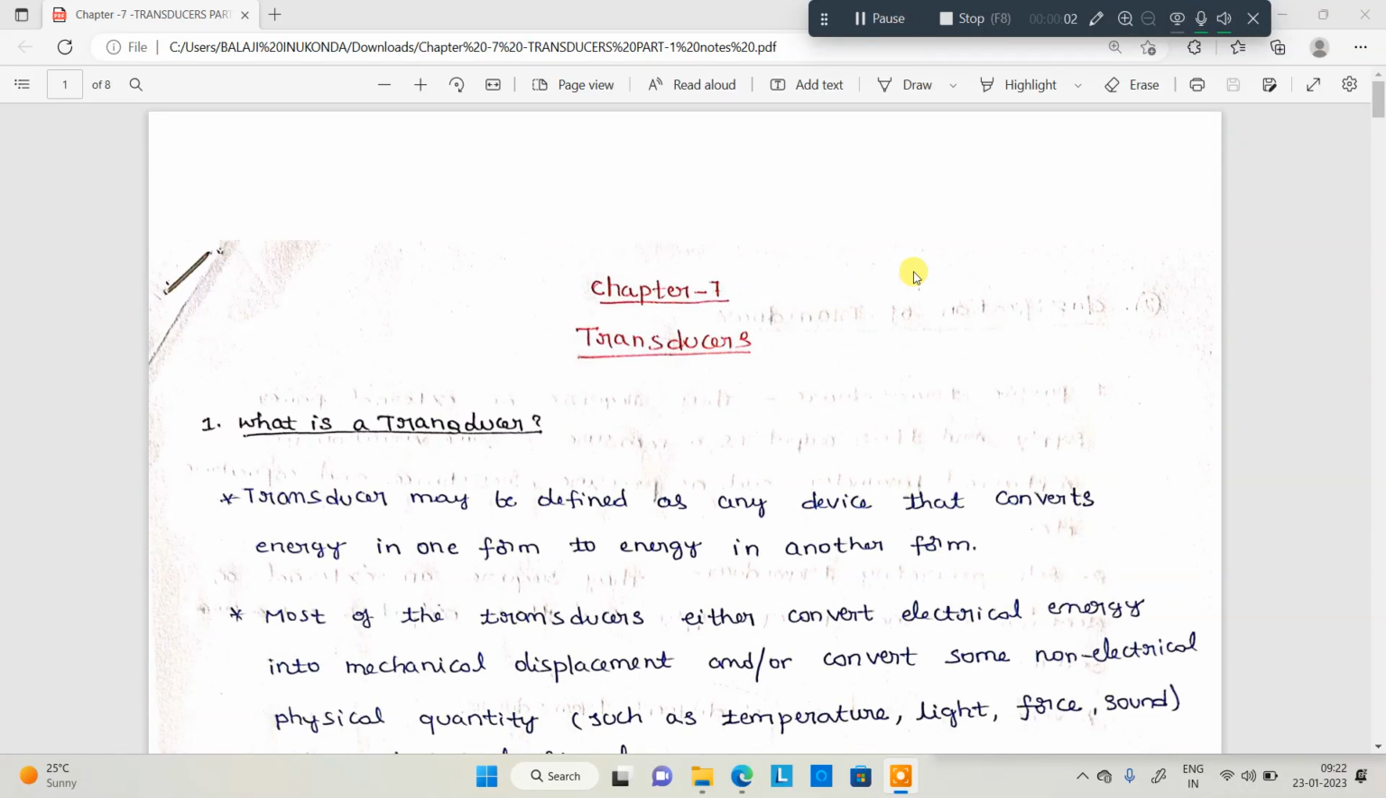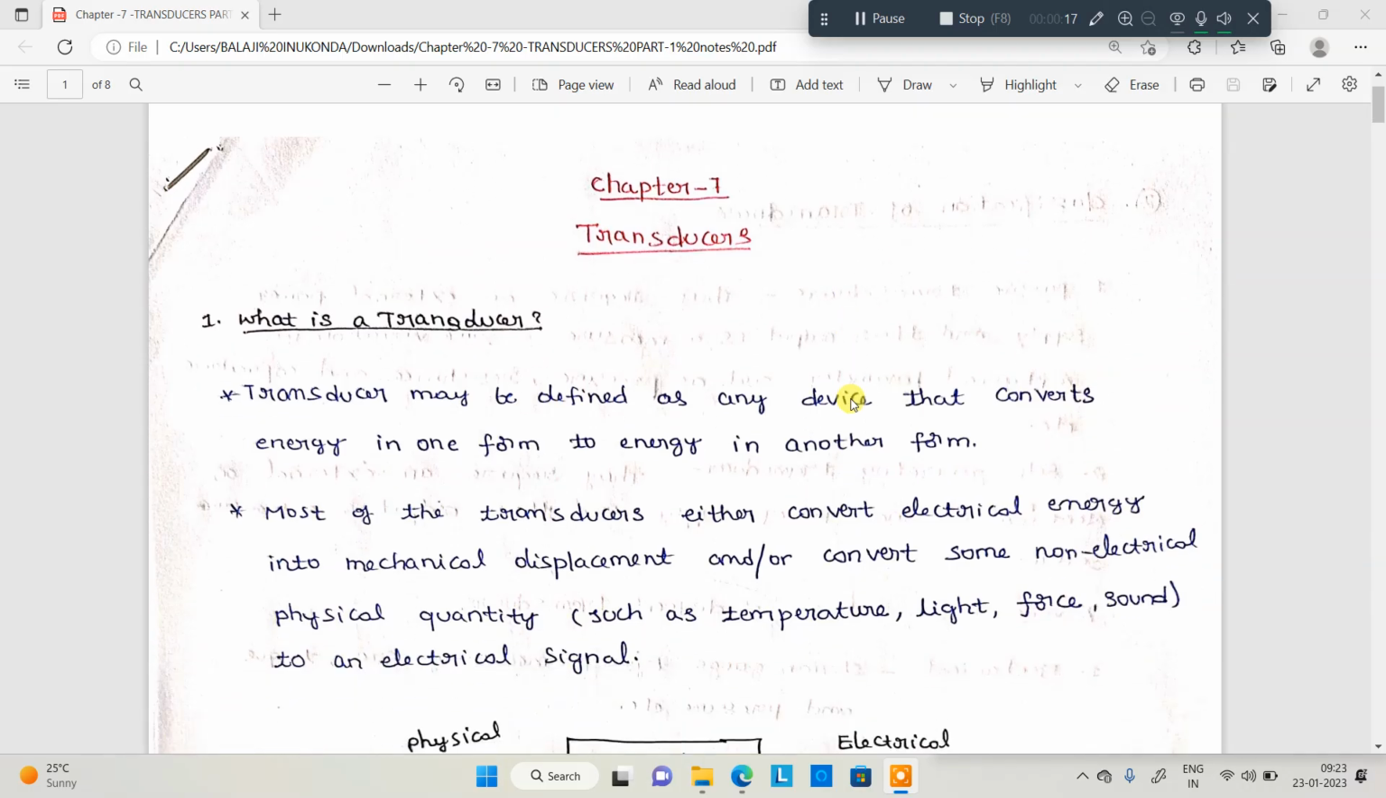Hi everyone. So next we are going to start chapter number 7 from Unit 5, Transducers. In this first lecture we are going to discuss transducers and the classification of different types of transducers. So first of all, we'll see what a transducer is.